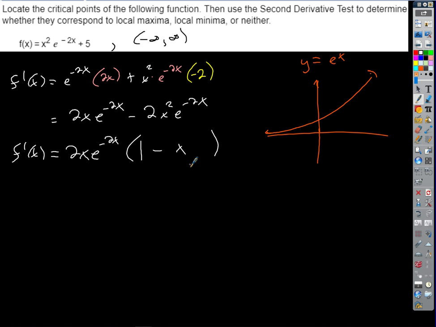Okay, so then the first derivative is going to equal 0, by the zero product property, f prime equals 0 when x equals 1. I get 1 from there, right? Or 0 from there, right? Okay, makes sense? So I get 2 first derivative critical numbers, right? Now we move on to the second derivative.